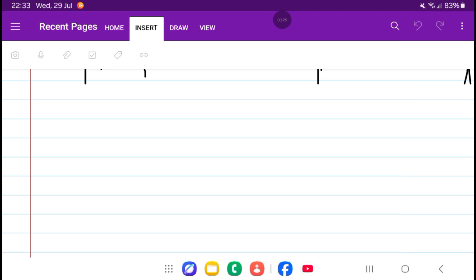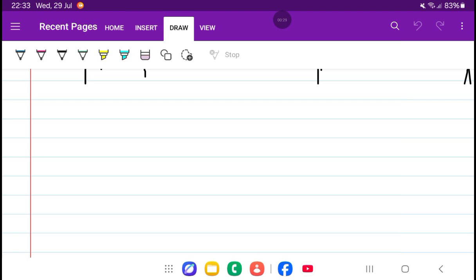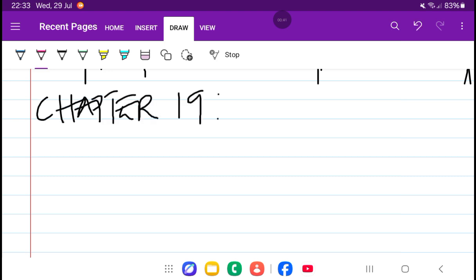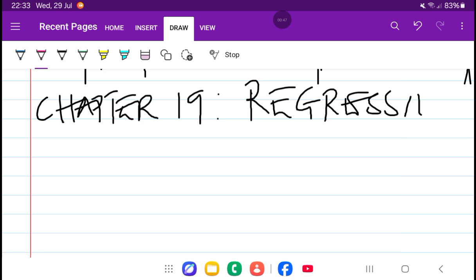In the previous video we looked at correlation and we concluded that chapter, and today we want to start off by looking at a new chapter, that is regression or regression analysis, and this is chapter 19, regression analysis.